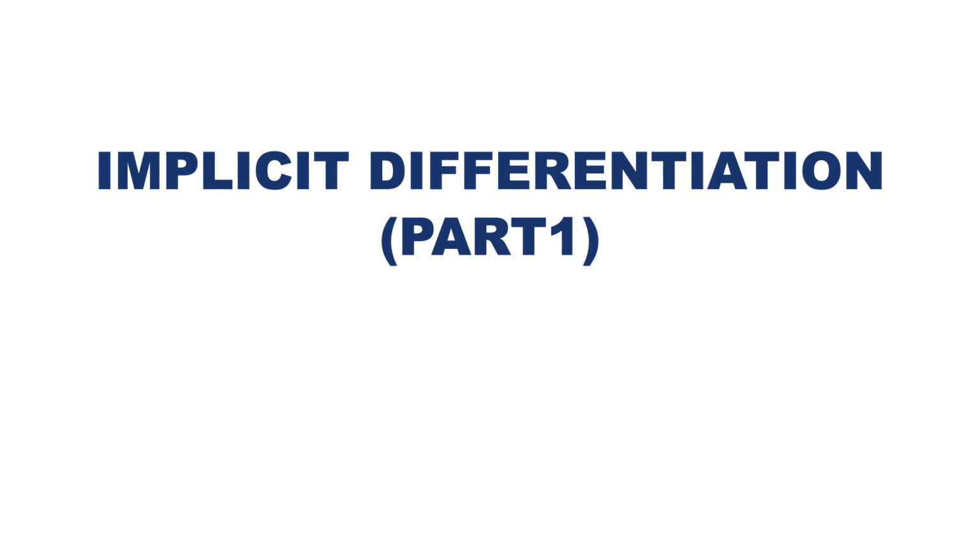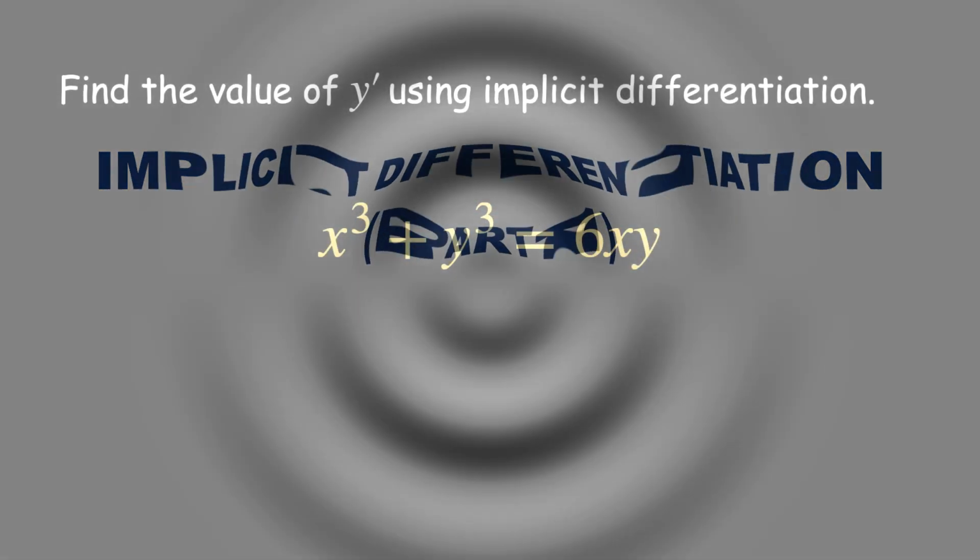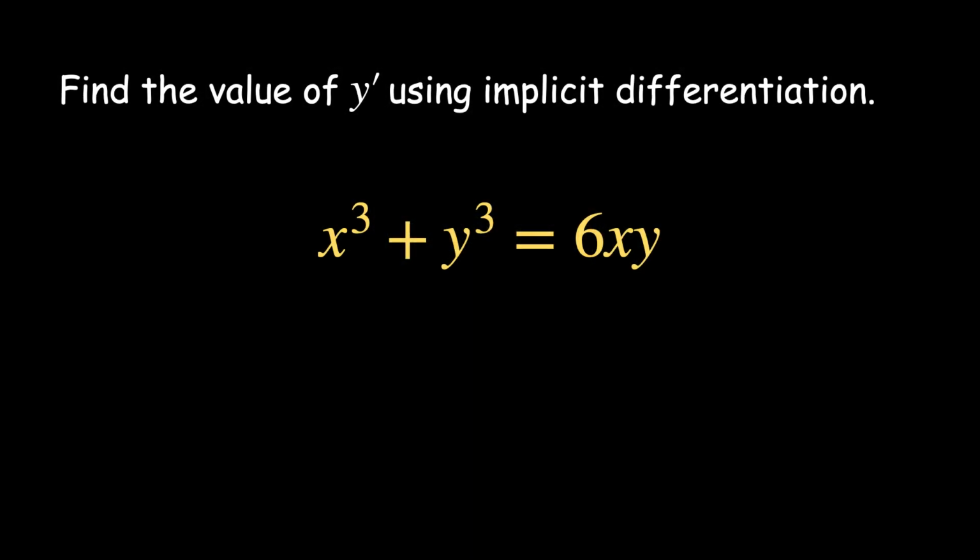In this video, I'm going to show you how to find the value of y prime or dy over dx using implicit differentiation. Now it is called implicit because we cannot solve the value of y in terms of x. Find the value of y prime using implicit differentiation. The given equation is x cubed plus y cubed is equal to 6xy.